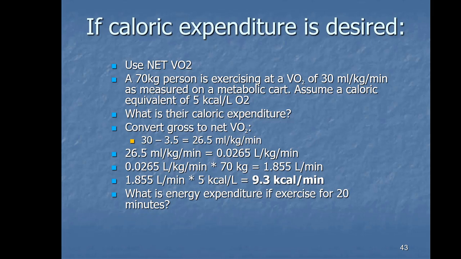We could also take this a step further and see, what if they did this for 20 minutes? How much energy would they expend? This could be useful if you're trying to calculate how much energy you need to expend to reach a given goal. Multiply that 9.3 kcals per minute times 20, you get 186. So if this person exercised at that intensity for 20 minutes, they would expend 186 kcals.